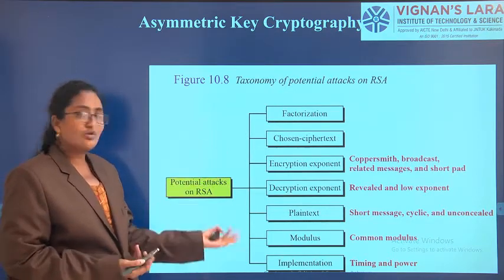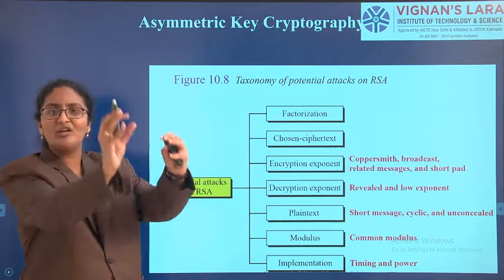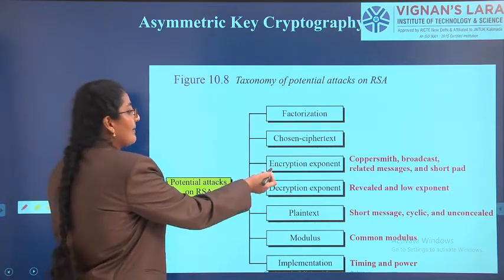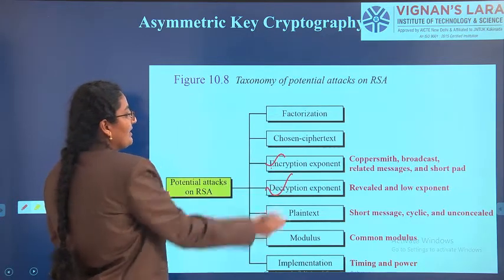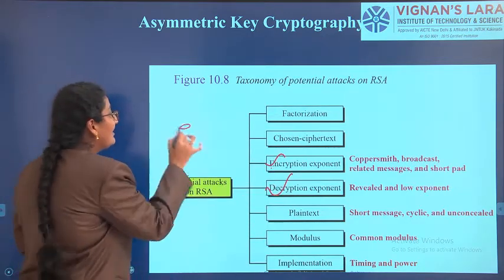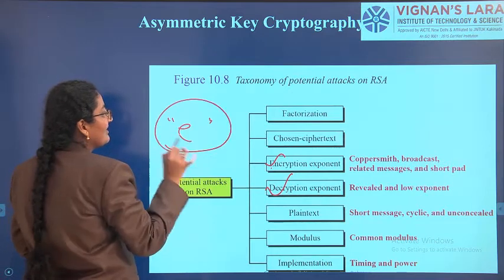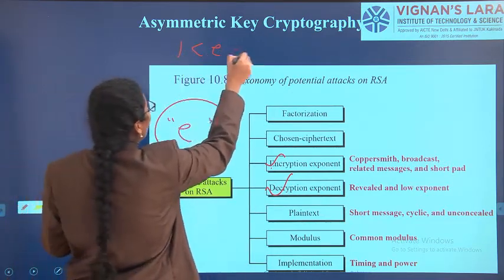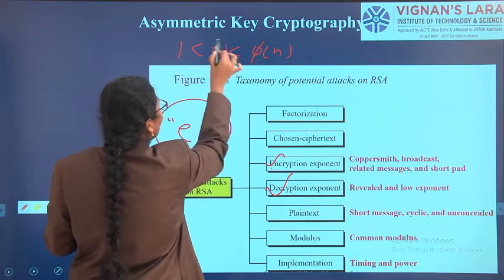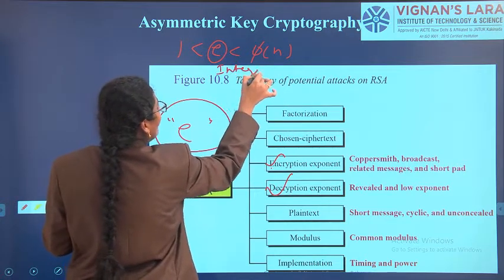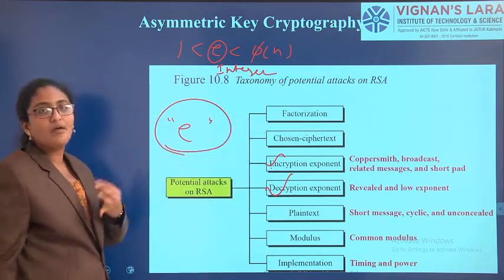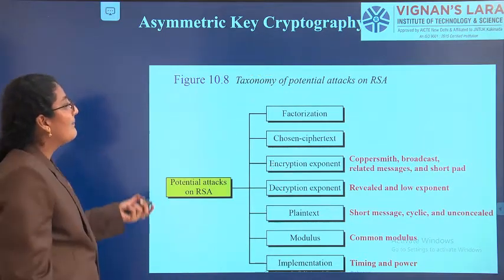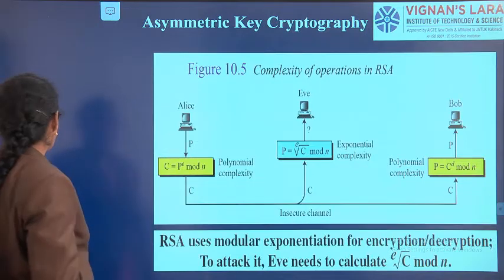Chosen ciphertext, chosen plain text: somebody can attack only on plain text, somebody can attack only on ciphertext. In the same way, there are the encryption exponent and decryption exponent, nothing but E. We are always considering the E in RSA. So what is the formula to consider E? 1 < E < φ(n). Obviously E is also an integer. So we have problems with numbers, problems with mathematics. RSA also will have some problems that we can see in this diagram.